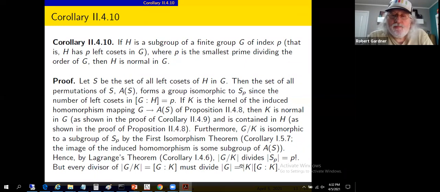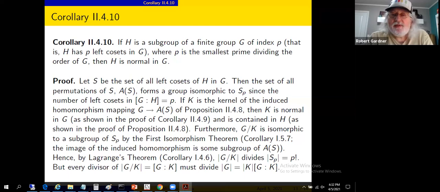So here's what we know about the cardinality of G mod K. It divides P factorial, and it also divides the cardinality of G. We didn't say too much about the cardinality of G other than it was finite, and something about P being the smallest prime dividing the order of G. And now we're talking about something dividing the order of G. We haven't used that prime stuff yet, so that must be how we'll wrap it up.